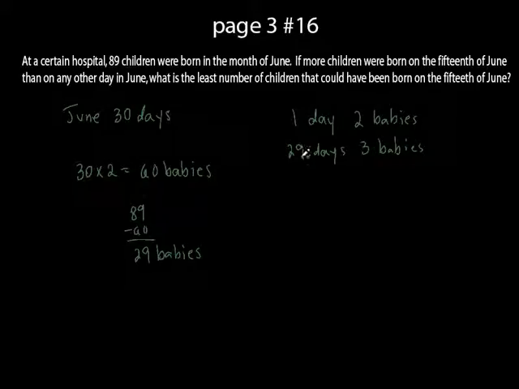Does that make sense? I think it does. Okay, so there's your 89 right there. So what is that? 29 times 3 is 87, plus the 2 on that one day. There's your 89 babies. But the problem is, on that 15th of June, or that one particular day, there's no more babies born on just one day.